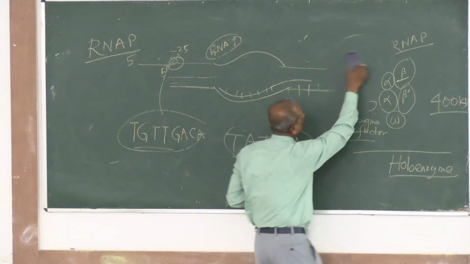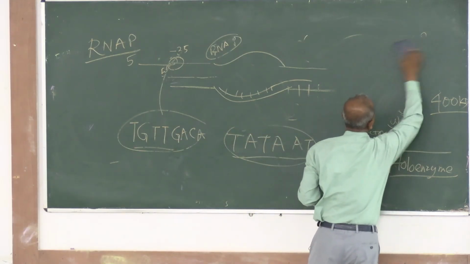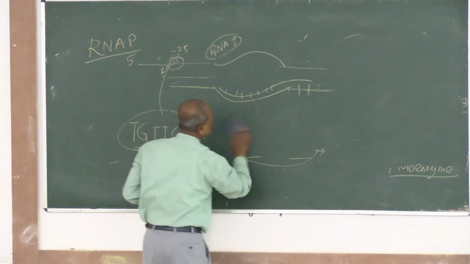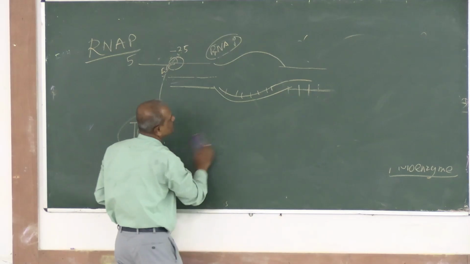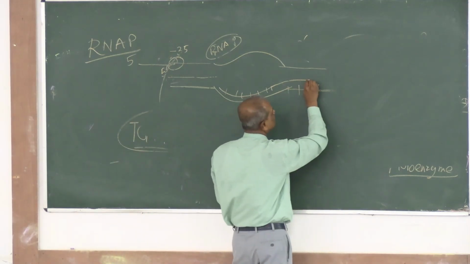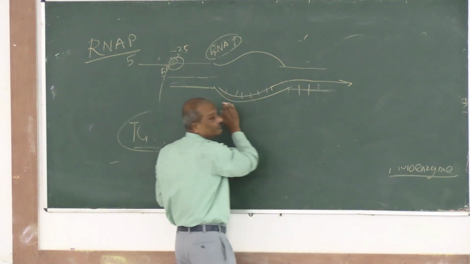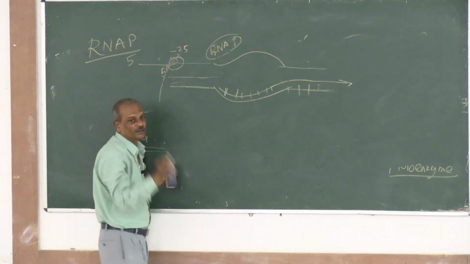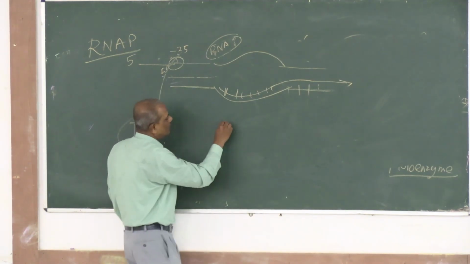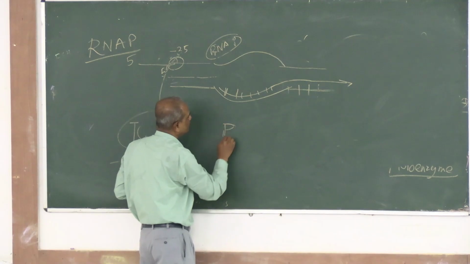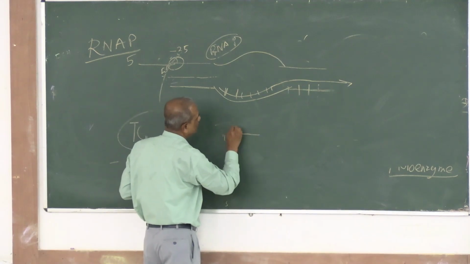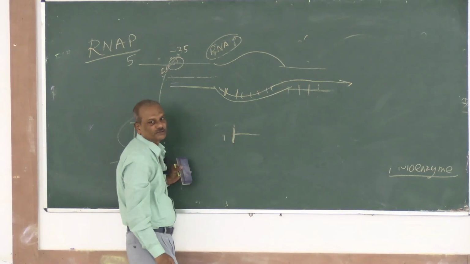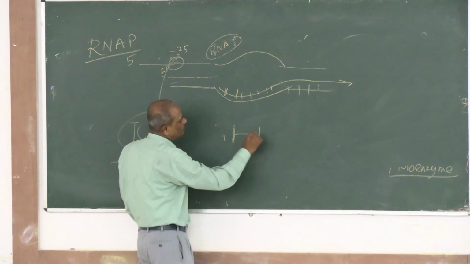Now, this is called promoter clearance, that is, formation of the open complex, and the initiation part is now over. Once initiation is over, elongation will take place. The first step here is basically the formation of a dinucleotide and a phosphodiester bond. First and foremost, the first nucleotide will be positioned at the transcription start site, and the second nucleotide will be positioned here.